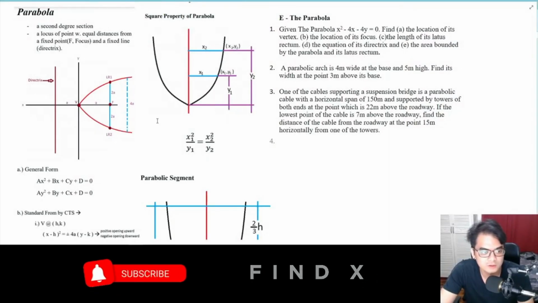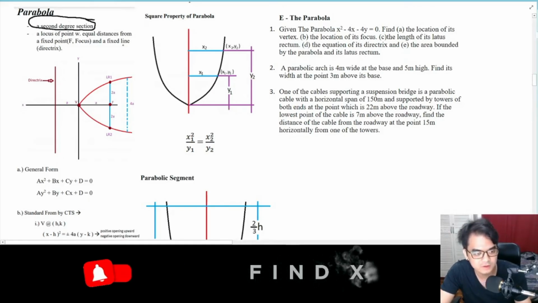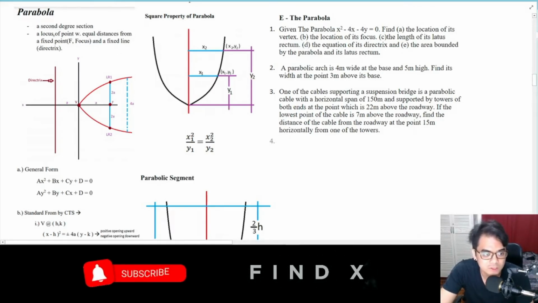So next topic is parabola. A parabola is a second degree section, or a conic, a locus of points with equal distances from a fixed point F, or focus, and a fixed line. That fixed line is the directrix.